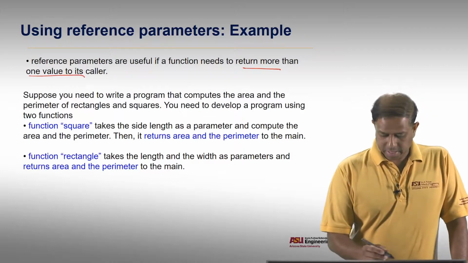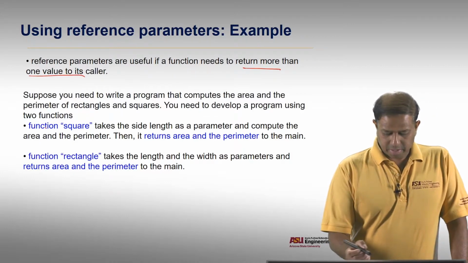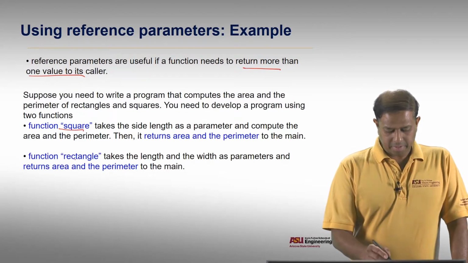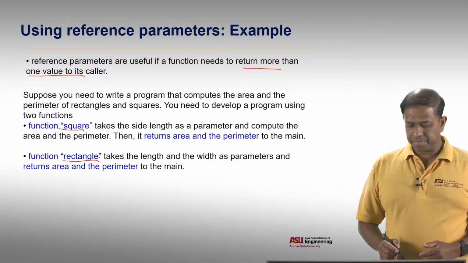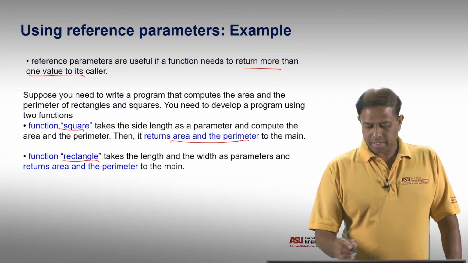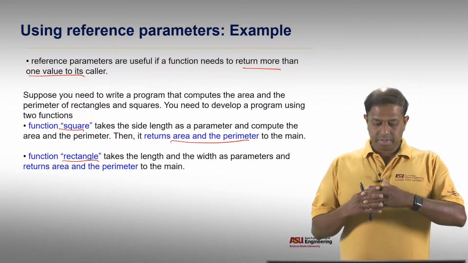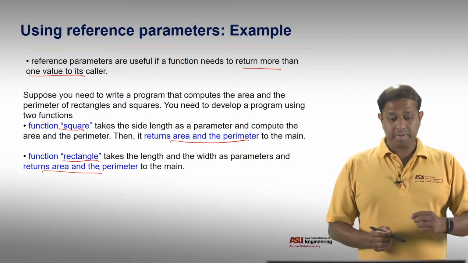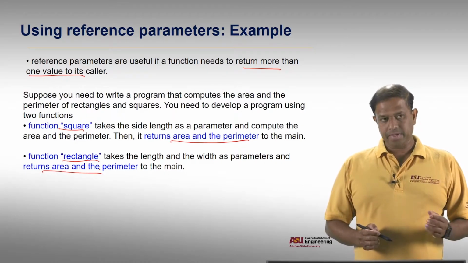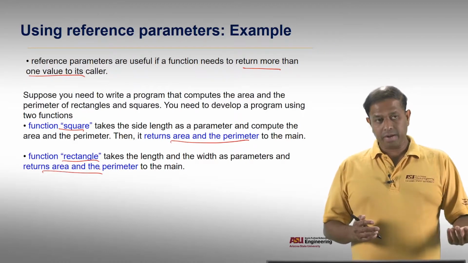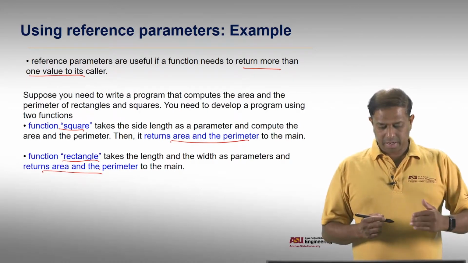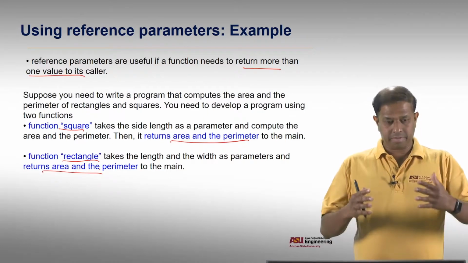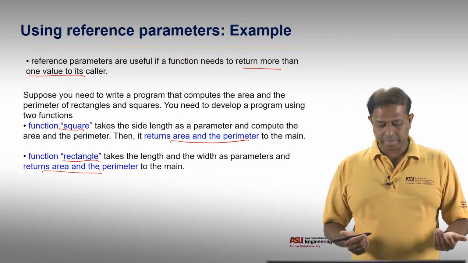So here is one quick example. Suppose we need to write a function to calculate the area and the perimeter of squares as well as rectangles, and then return area and the perimeter to the main. Since we need to return area and the perimeter to the main, in both of these cases we will be returning more than one value. Since we cannot return more than one value to the caller, what we can do is take the area and the perimeter variables declared in the memory area for the main method as reference parameters, right?